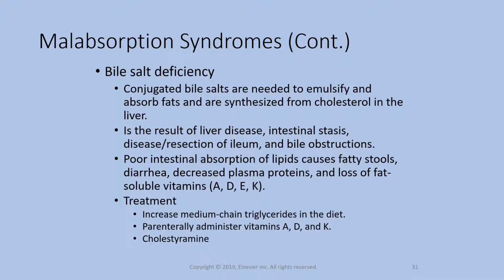Bile salt deficiency. Conjugated bile salts, synthesized from cholesterol in the liver, are needed to emulsify and absorb fats. Deficiency occurs as a result of liver disease or intestinal stasis, and it leads to poor absorption of lipids, causing fatty stools, diarrhea, and loss of the fat-soluble vitamins A, D, and K. Treatment: a medium-chain triglyceride diet, which is a substance you can order and put into their diet, and parenteral administration of A, D, and K.